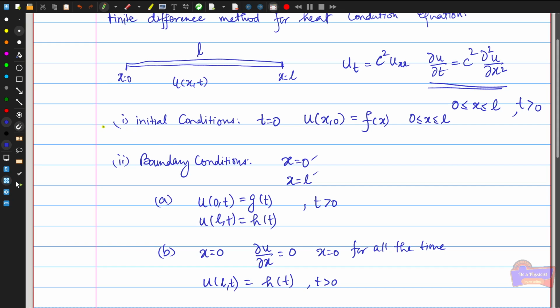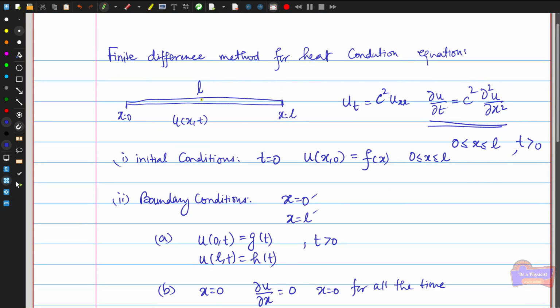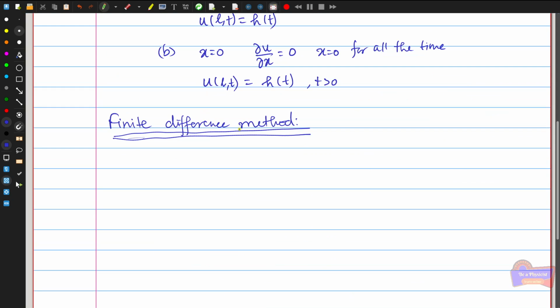either consider this as an initial value problem or a boundary value problem. Since for our study we are considering the heat conduction equation as a boundary value problem, we are going to solve this boundary value problem using the finite difference method. Okay. So the finite difference method which we are going to use to solve this equation is the same as what we have studied in the last lectures and videos.